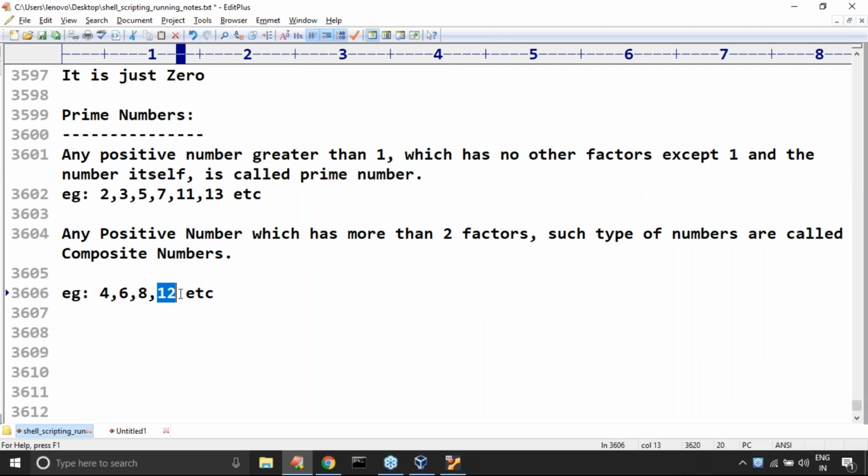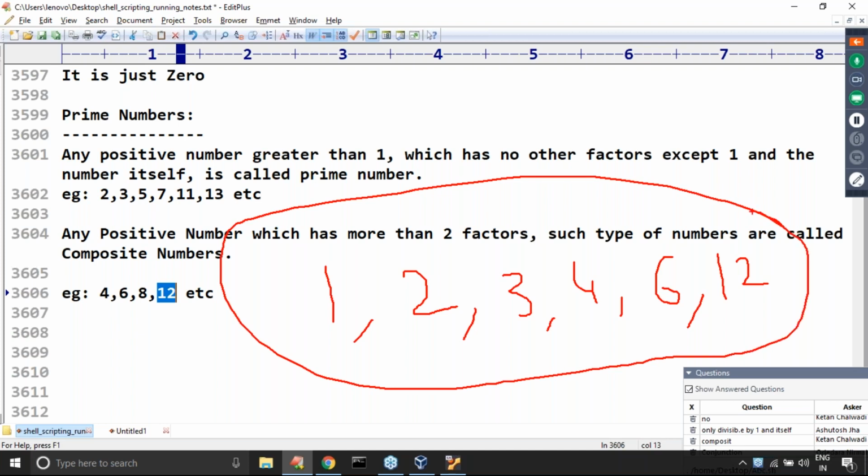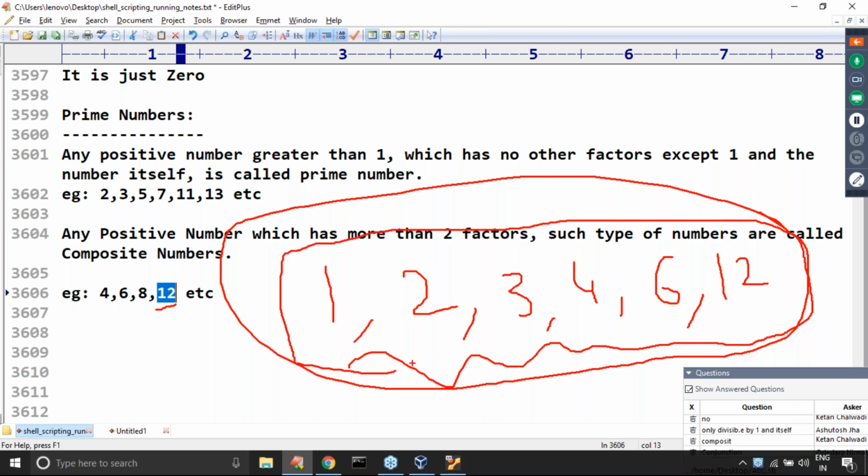If you consider 12, 1 is there, 2 is there, 3 is there, 4 is there, 6 is there, and then 12. How many factors are available? 12 divides by all these numbers, and the remainder is always 0. That's why these are factors. Almost 6 factors are there. That's why it is not a prime number, it is a composite number.